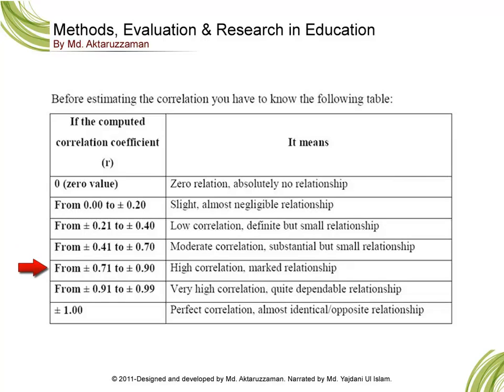If r is from plus minus 0.71 to plus minus 0.90, it means high correlation, which is marked relationship. If r is from plus minus 0.91 to plus minus 0.99, which means very high correlation, quite dependable relationship. If r is plus minus 1, then this means it has perfect correlation, almost identical or opposite relationship.